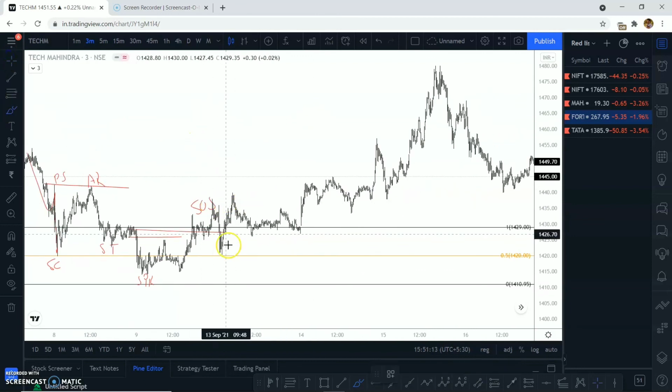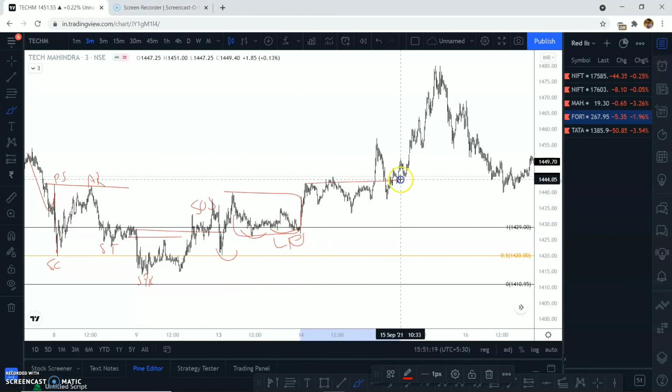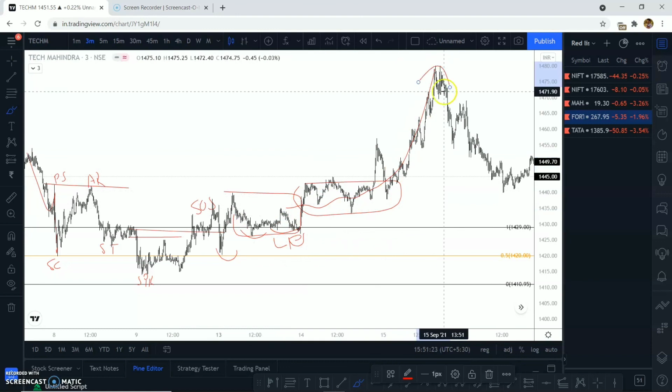All right, and then SOS, this is your build up, last point of support, last point of support, last point of support around these areas. Price built it up and moved higher. All right, guys, so this is it.